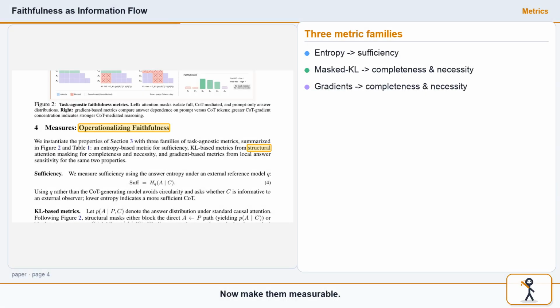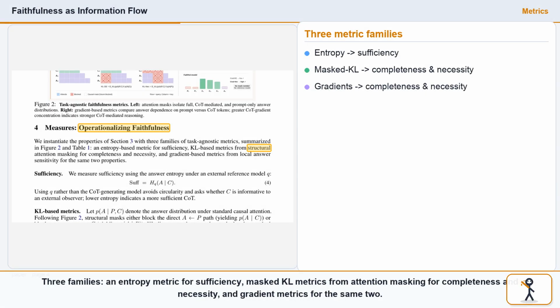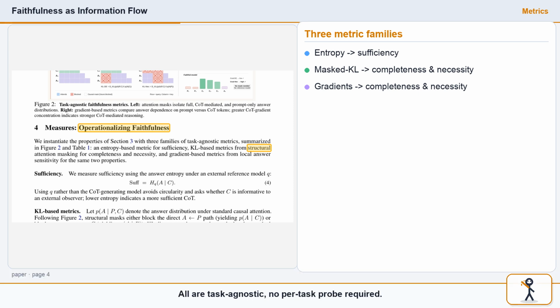Now make them measurable. 3 families. An entropy metric for sufficiency, masked KL metrics from attention masking for completeness and necessity, and gradient metrics for the same two. All are task-agnostic, no per-task probe required.